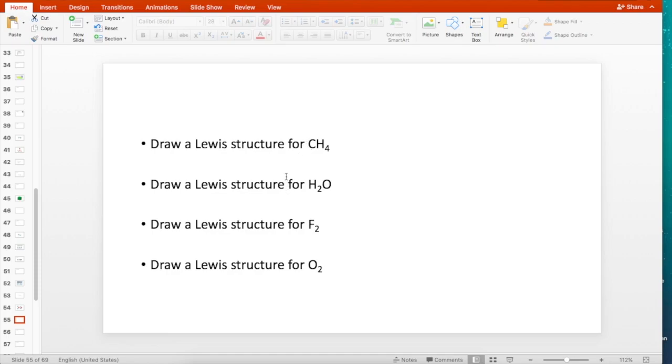Let's draw some more Lewis structures. Let's practice this. Draw a Lewis structure for CH4. CH4. So I know that means there's 1 carbon and 4 hydrogens. The very first step, if you follow the steps for drawing Lewis structures, you'll never go wrong.